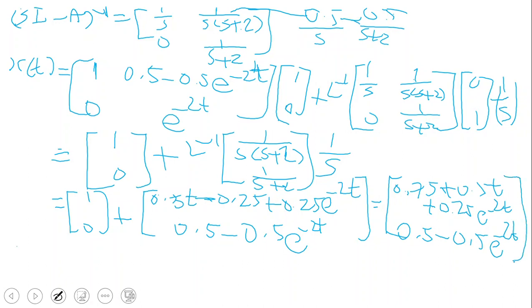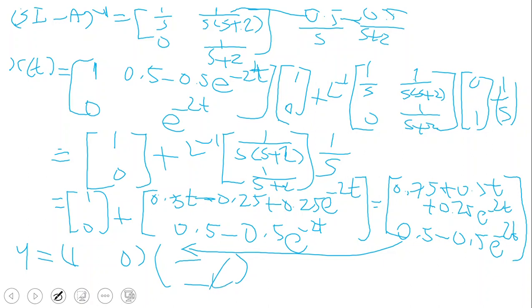So what we have to do is y. Y is only asked. 1 into 0 into x of t. Therefore, this entire thing has to come here. And here you will have two elements, right? So these two elements will come here. So if you simplify, you will get 0.75. That is only the first element will come on multiplication with 1, plus 0.5t plus 0.25 e to the power minus 2t.